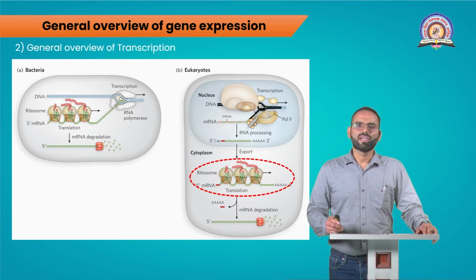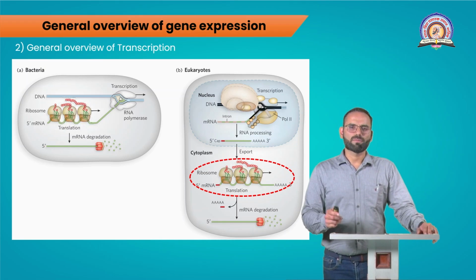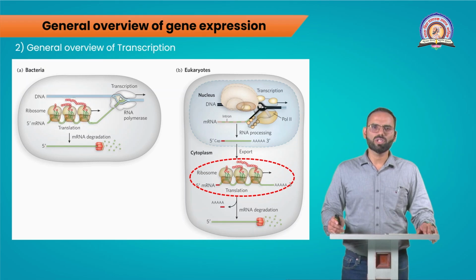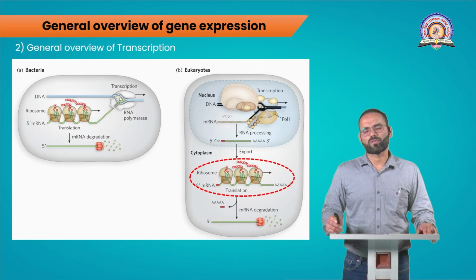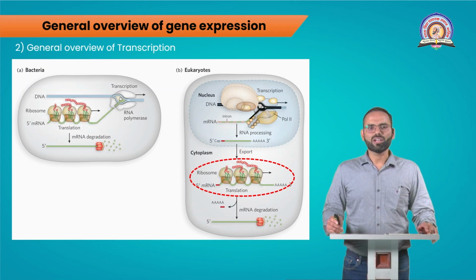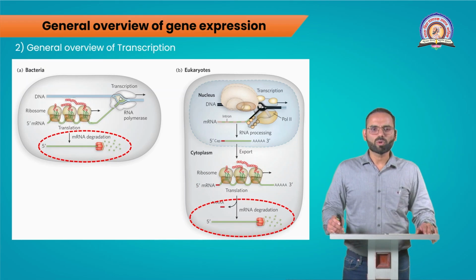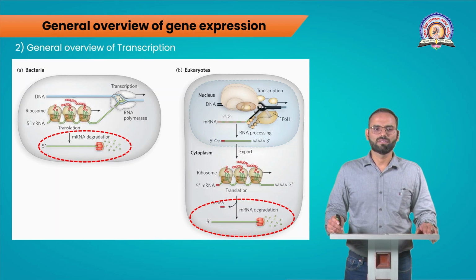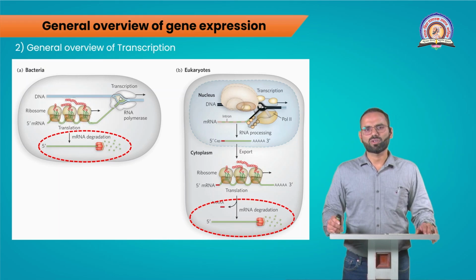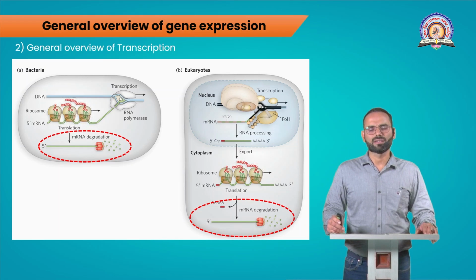As soon as it arrives in the cytoplasm, the ribosome machinery sits onto the RNA molecule and initiates the process of translation. And the similarity at the end, in both the prokaryotes as well as in eukaryotes, is its degradation. So the RNA molecule in case of bacteria and in case of eukaryotes is degraded at the end.